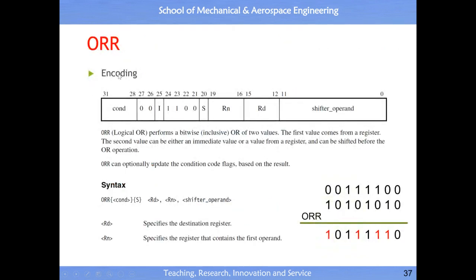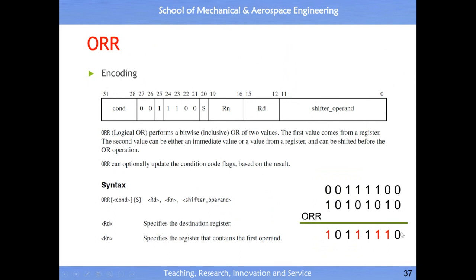The second logic operator is OR. This is very much similar to the AND operator. This is the encoding for this instruction. Then this is the syntax for you to use, and you can undertake a conditional operation. And this just reminds you of the result of undertaking the OR operation.